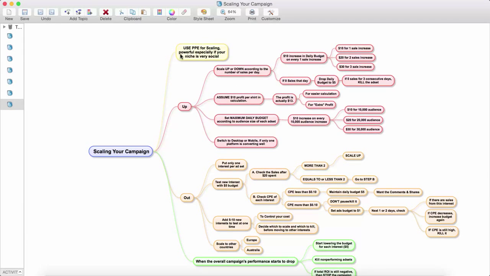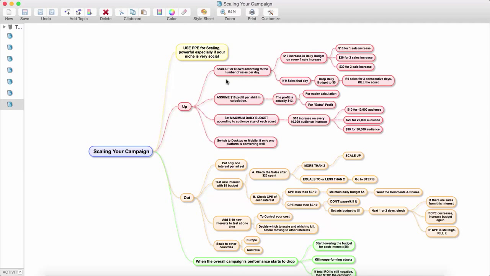In scaling, I stick to using PPE for all my campaigns since PPE is very powerful, especially if your niche is a very social one. I know there are methods out there that teach you using web conversion, but I've been using purely PPE and it has been working for me over and over again. Let's talk about the scaling up process.